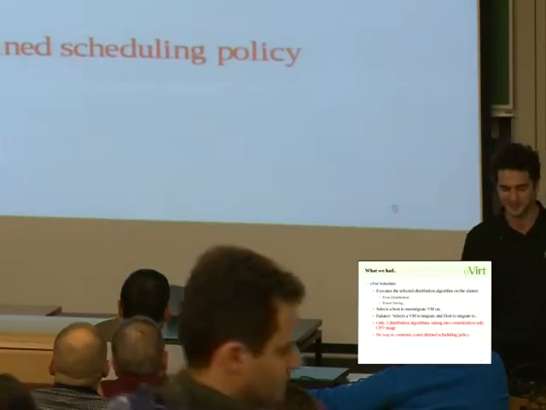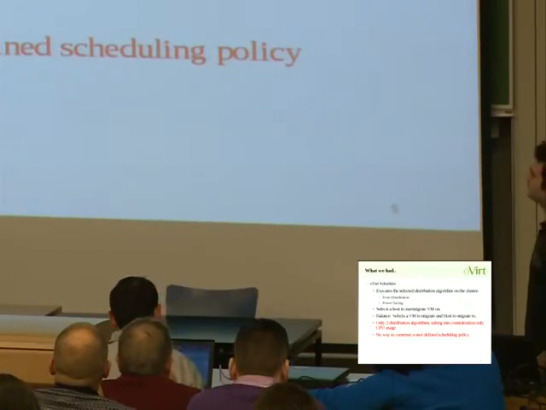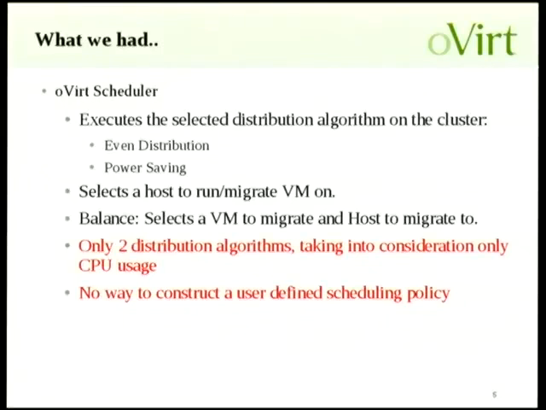Okay, what we had in oVirt a long time ago, basically we had two distribution algorithms for running and migrating VMs. When we ran a VM, we selected a host based on CPU load policies, either even distribution of CPU load or power saving, and it's pretty limited. We have only two distribution algorithms, and we can't construct a user-defined one. Basically, that is it.